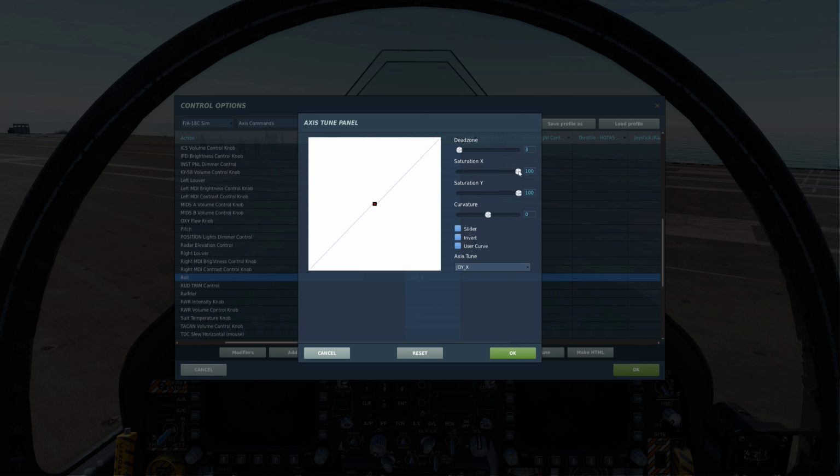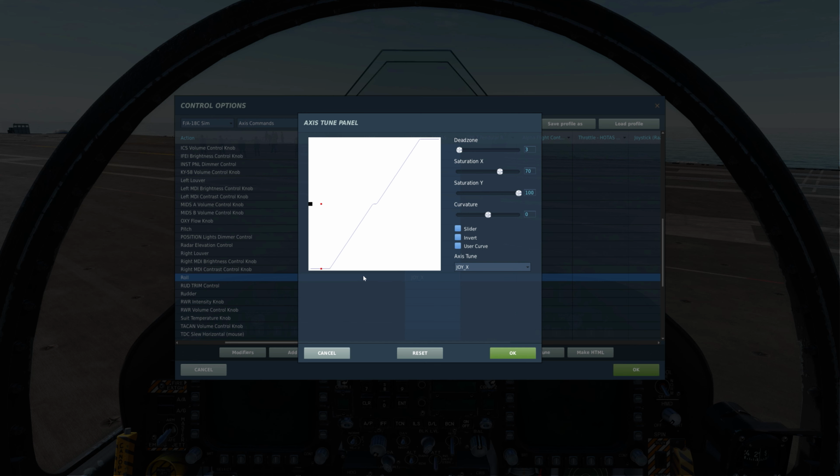Now let's talk about the saturations. So here's the X saturation. What that is doing is reducing. Here, the black box is all the way over to the left, which means in the game, the aircraft is turning as far left as it can turn, the ailerons are at full left turn, but the stick is not.